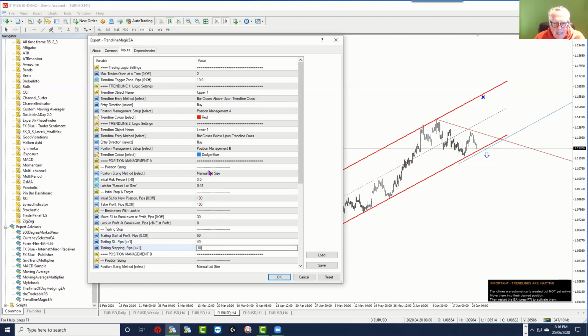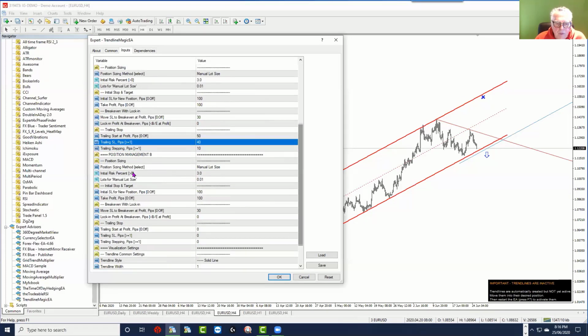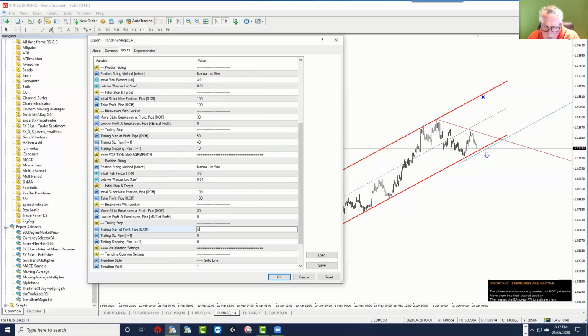So there we've now set up position management A. That's the strategy that position management A is going to do. Now we go to position management B, and it's basically the same thing. I'm just going to leave the same, but in this case I want it to only start when it's 60, and we'll trail by 50, and we'll have steps of 10.